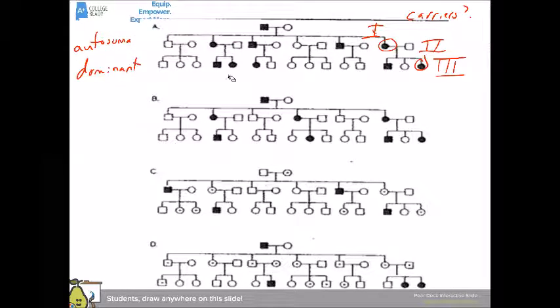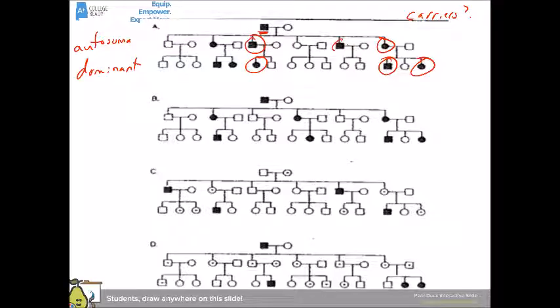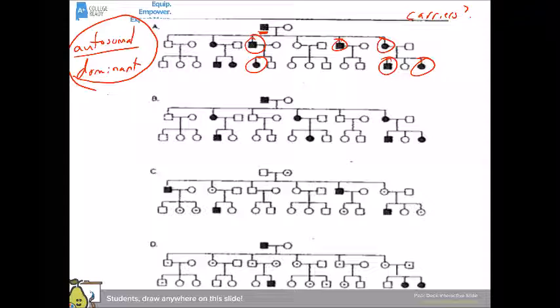One thing you can check, though, is can both genders pass it to both genders of children? So here we see affected mother passing to son, passing to daughter. Here we see father passing to daughter. And then up here, we see this generation 1 father passes it to sons and daughters. So if both parents can pass it to both genders of children, that tells you that it's autosomal. So this is the correct mode of inheritance for A, autosomal dominant. Now let's look at B.